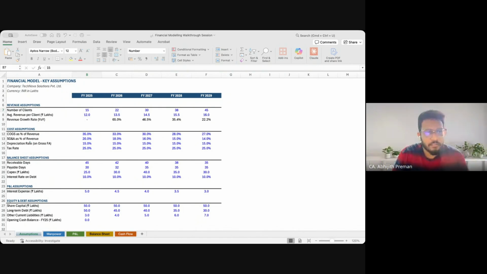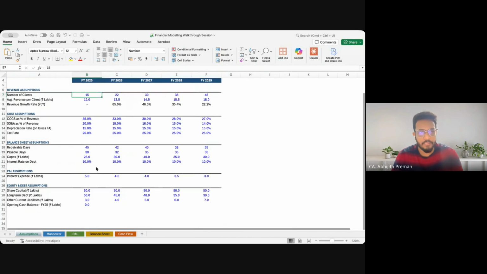Then we have selling, general and administrative expenses, which I have taken again as a percentage of the revenue, which again decreases from 18, 16, 15 to 14. Then depreciation rate, I have taken 15% standard on all the assets. Then tax I have taken 25%. Then we have a few assumptions for the balance sheet.